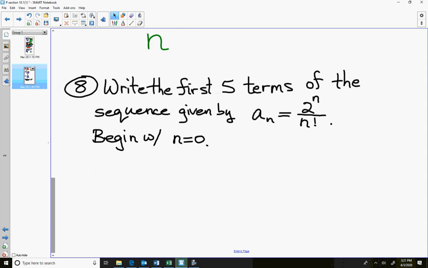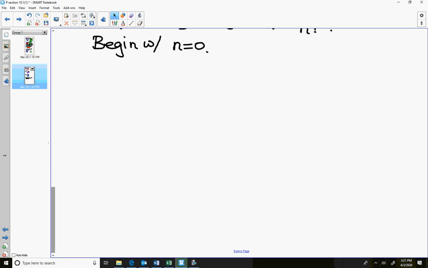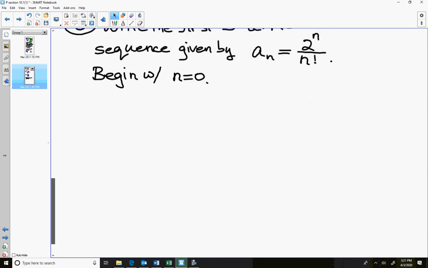And last question, number 8. Write the first 5 terms of the sequence given by, so we're back to our sequences, and it tells us begin with n equals 0. But notice our sequence has a factorial in it. Doesn't change anything. Just got to do the math. But we are going to start with a 0 equals. So it's going to be 2 to the power of 0 divided by 0 factorial.